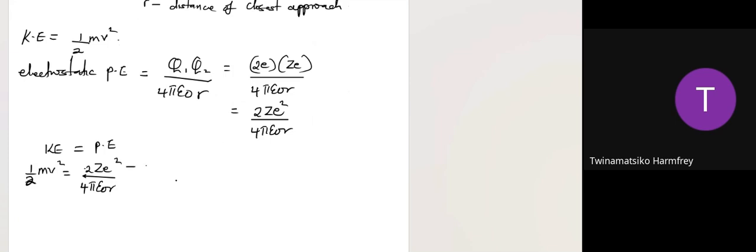Simple math. Make r the subject, and you have r is equal to Ze squared out of pi epsilon naught mv squared as the distance of closest approach. So that's what we are having.